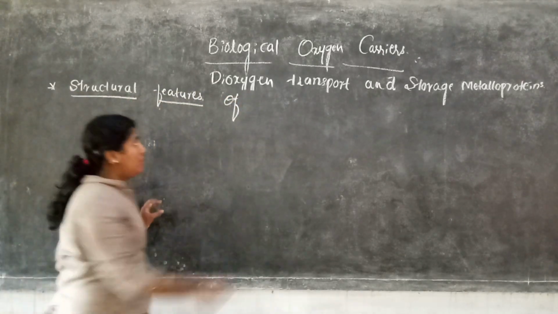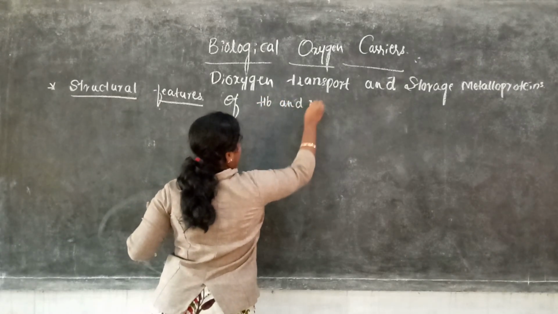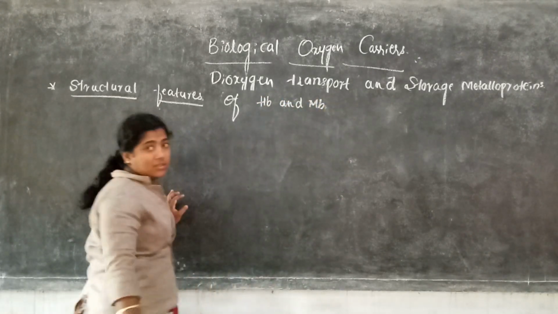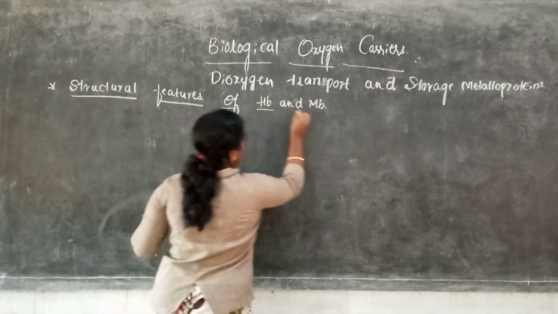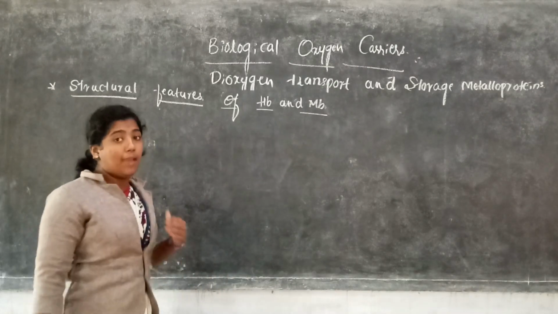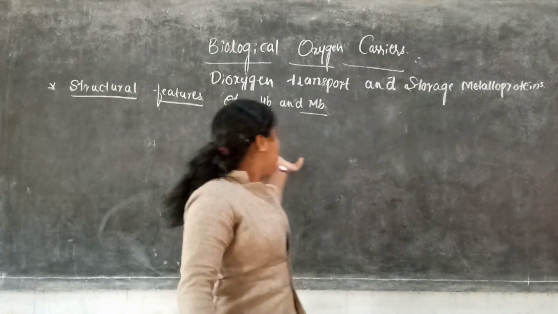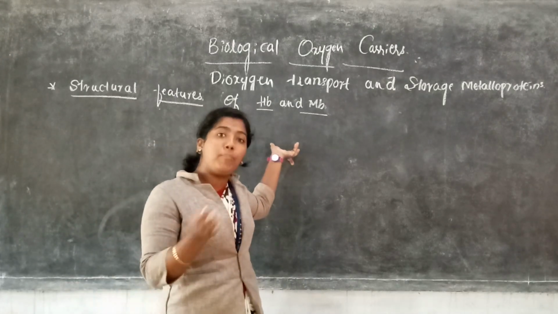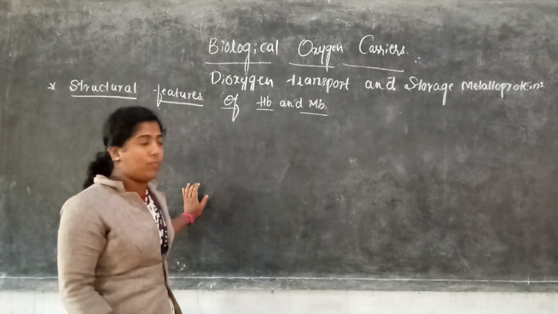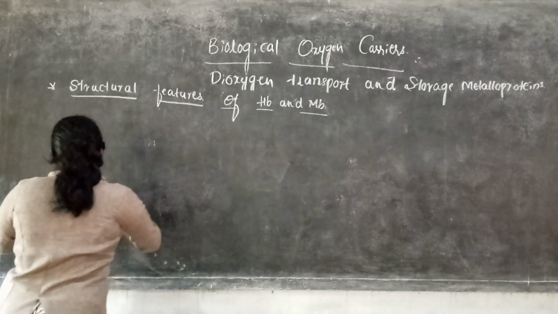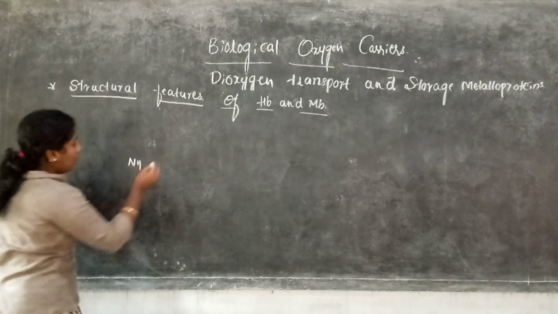Structural features of hemoglobin and myoglobin. So this is hemoglobin and myoglobin. Okay. I have already told about which one is the basic unit in hemoglobin and myoglobin. Heme proteins. Okay. Heme proteins means containing the heme group. First we discuss about heme group. What is heme group?